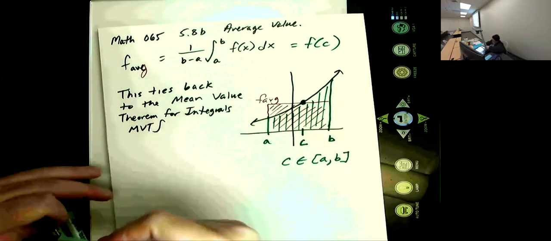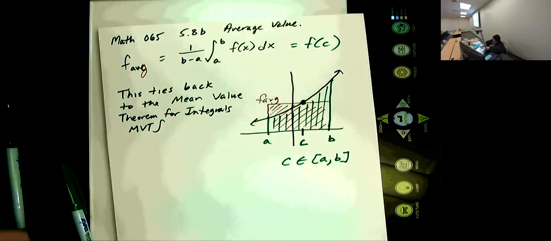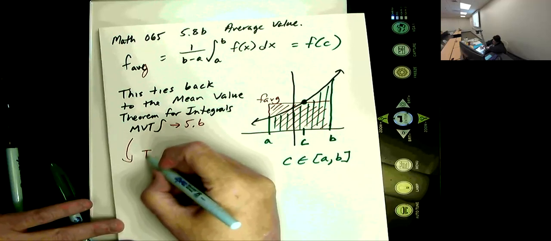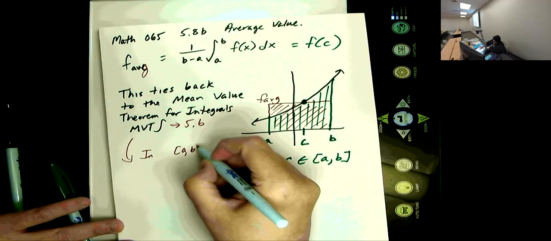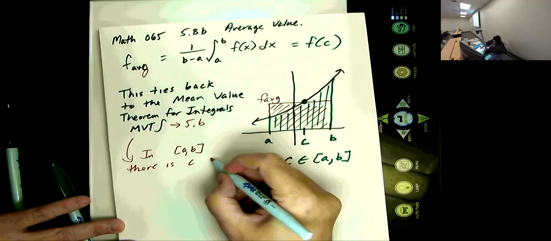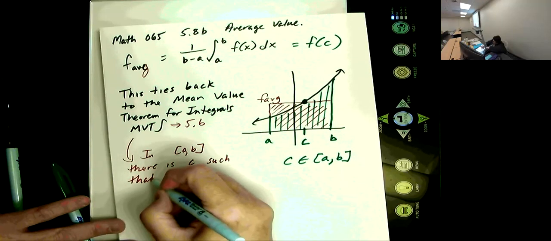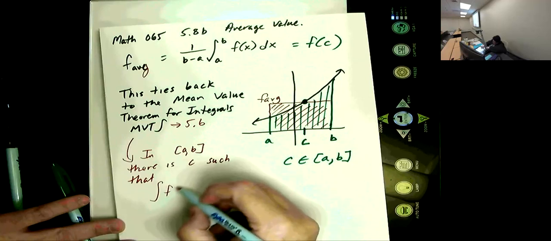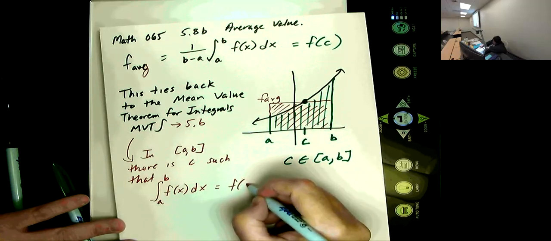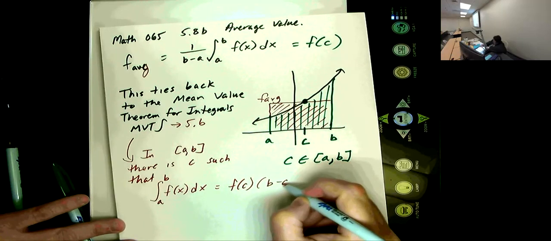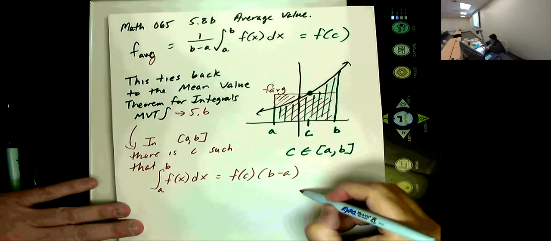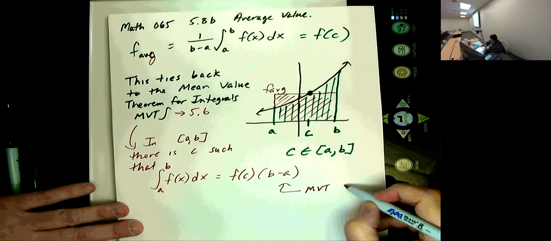The MVT for integrals said, this was in 5.6, that in a closed interval [a, b] where f of x is continuous, there is a C such that the integral of f of x dx from a to b equals f of c times b minus a. That was our MVT for integrals.